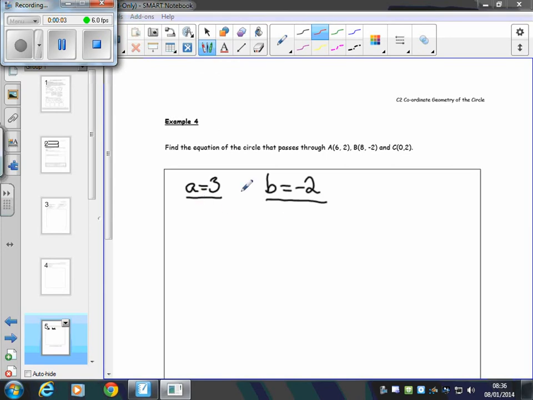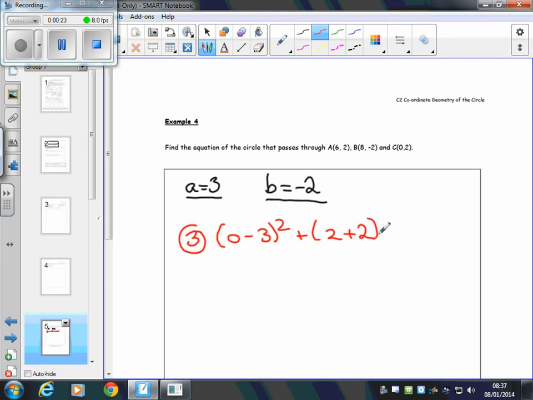So far we have found that a is equal to 3 and b is equal to minus 2. So substituting these into our third equation gives us 0 minus 3 squared plus 2 minus minus 2, so that becomes plus 2 squared equals r squared. So from here we get 9 plus 2 plus 2 is 4 squared gives us 16 equals r squared. So 25 equals r squared, and because we take the positive square root, our r becomes 5.